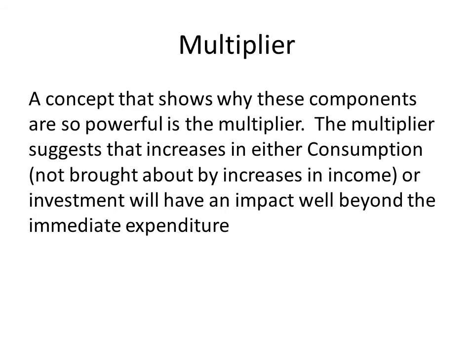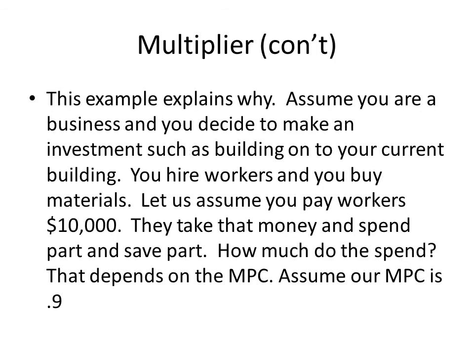Now, a concept that shows why these components are so powerful is something called the multiplier. The multiplier suggests that an increase in either consumption, not brought about by an increase in income, or in other words, consumption changes caused by changes in the non-income determinants, or investment, will have an impact well beyond the immediate expenditure. So let me give you an example.